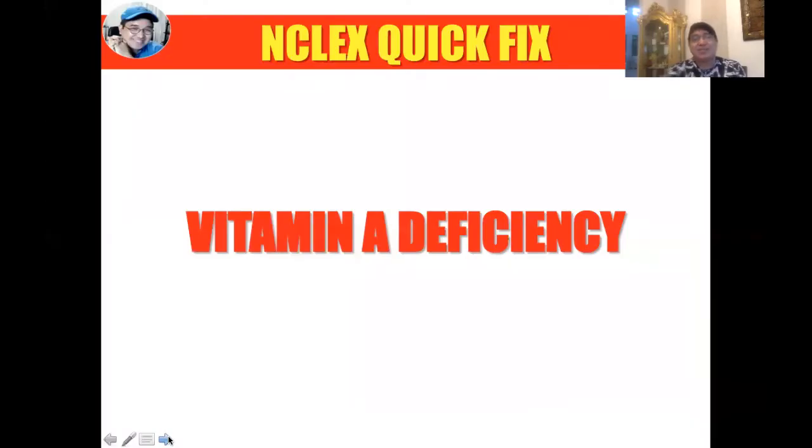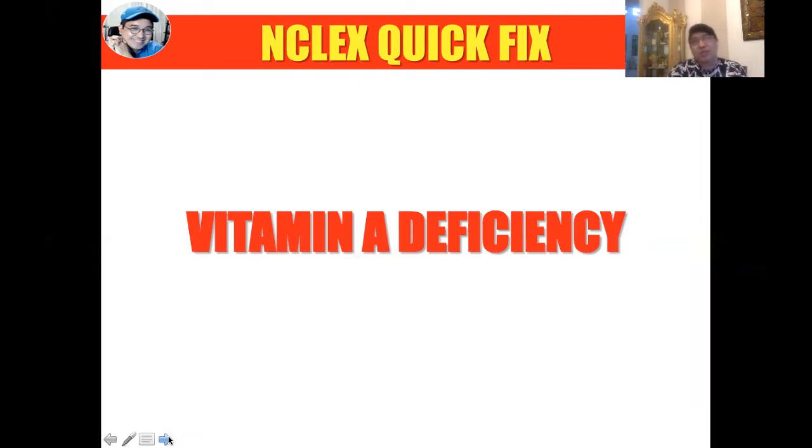Now let's pay particular attention to vitamin A deficiency. Before we talk about vitamin A deficiency, let's talk about the functions of vitamin A. Of course, everybody knows that it's needed for good eyesight. It's also needed for good skin, and to enhance the immune system, so it has a role in fighting infection. Vitamin A is also known as retinol.